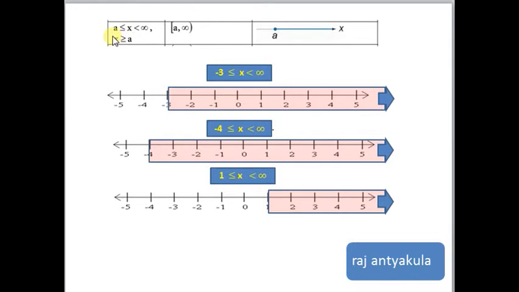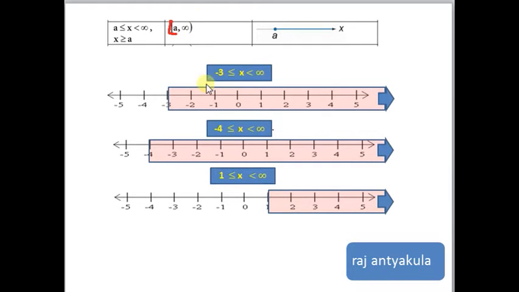See here, what is given? A less than or equal to x less than infinity. It means a is included. For that reason, we are keeping a closed bracket. And up to infinity, it can take any value greater than a and also a.